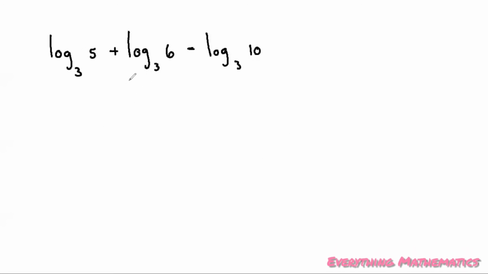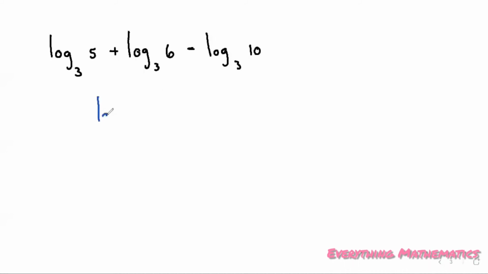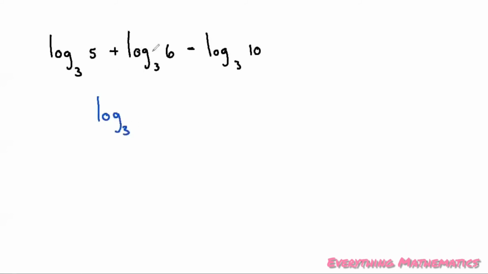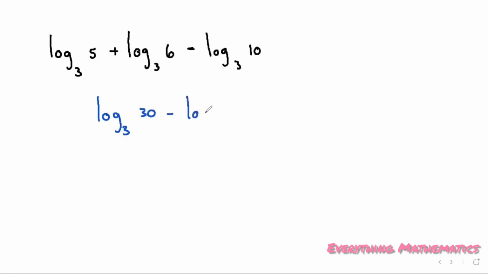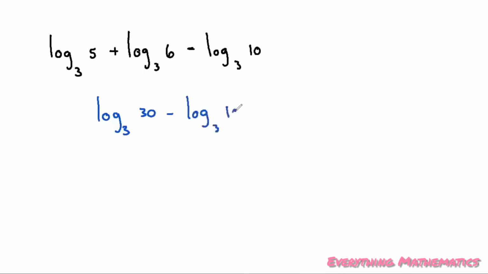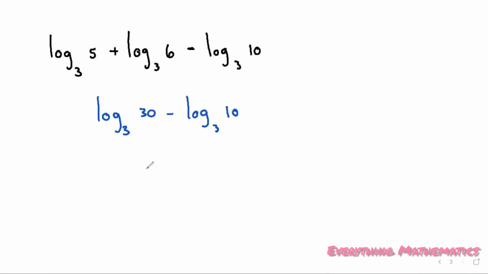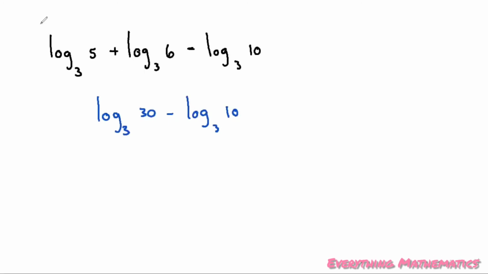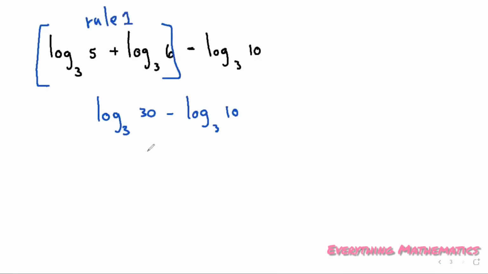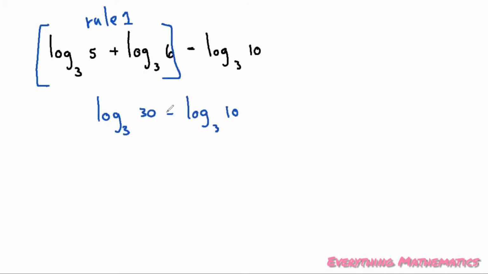Right. So here, if we add first, in keeping with rule 1, we would have log 3, and I'm multiplying these two things, the 5 and the 6. So that will leave me with 30. So log 3 of 30 minus log 3 of 10. Now we have these two being taken away from each other. So here we did rule 1, the rule that we learned yesterday. And here now, we could apply rule 2 because we are subtracting.